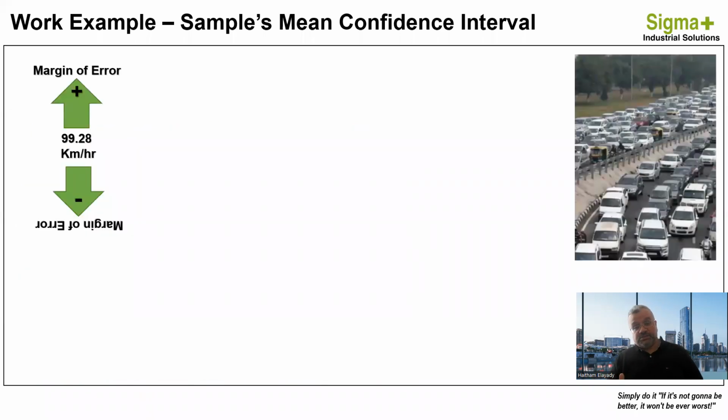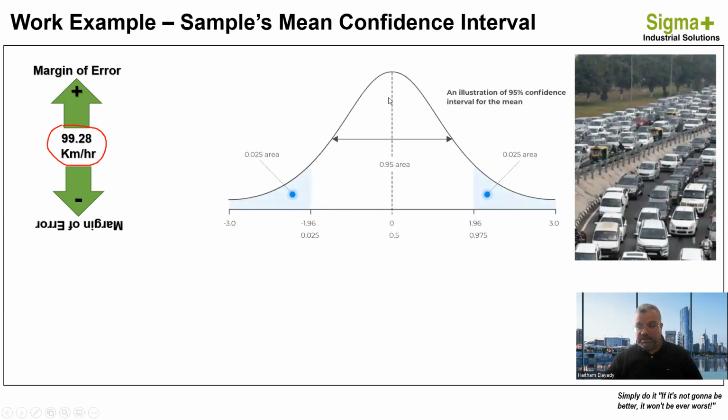Now, I know the z-score is plus and minus 1.96, and I want to know what my margin of error will be, the tolerance of the average value of the population. Okay, so we can start to draw my bell distribution curve, and my average value is 99.28 kilometers per hour. Now I want to know what will be my minimum and maximum margin of error.